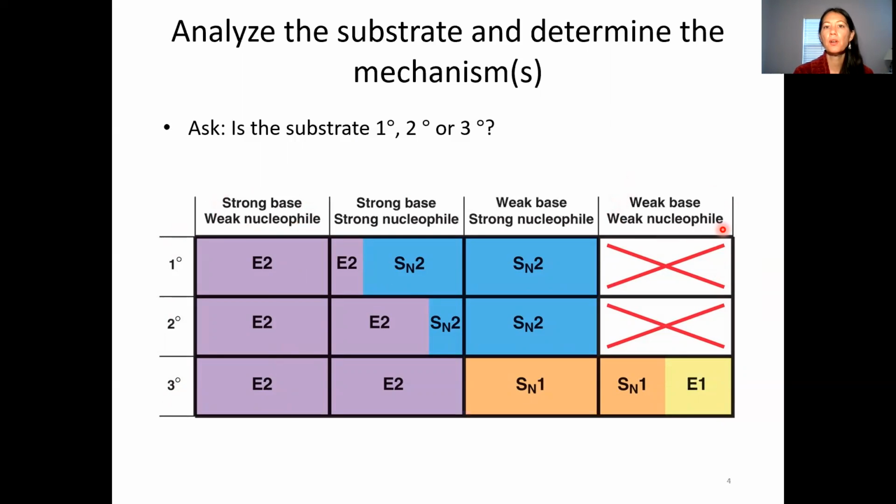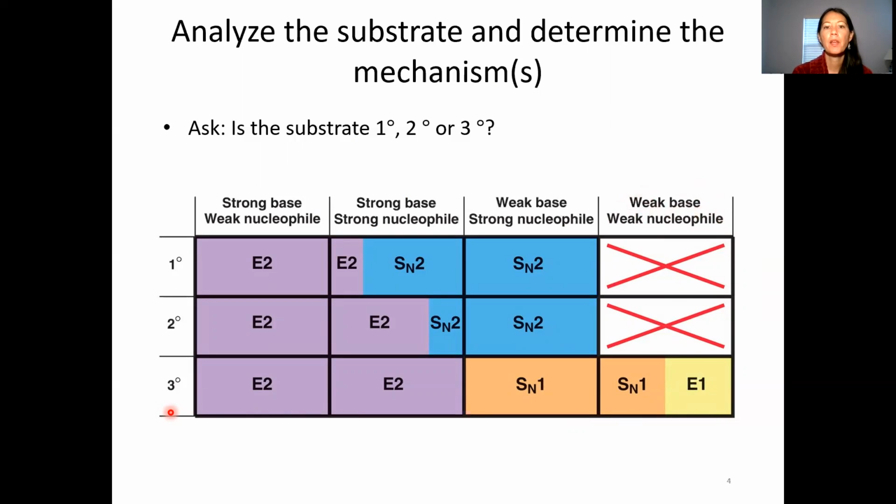Let's look at the other end, the weak base, weak nucleophile. So that's just water, ethanol, methanol. The only thing that will happen is if you have a tertiary substrate that can generate the tertiary carbocation, and then SN1 or E1 can occur with your weak base or weak nucleophile.